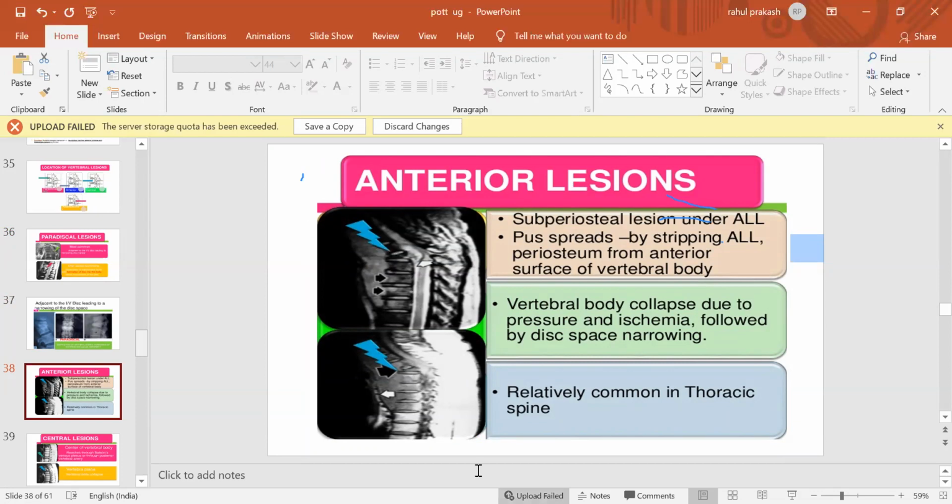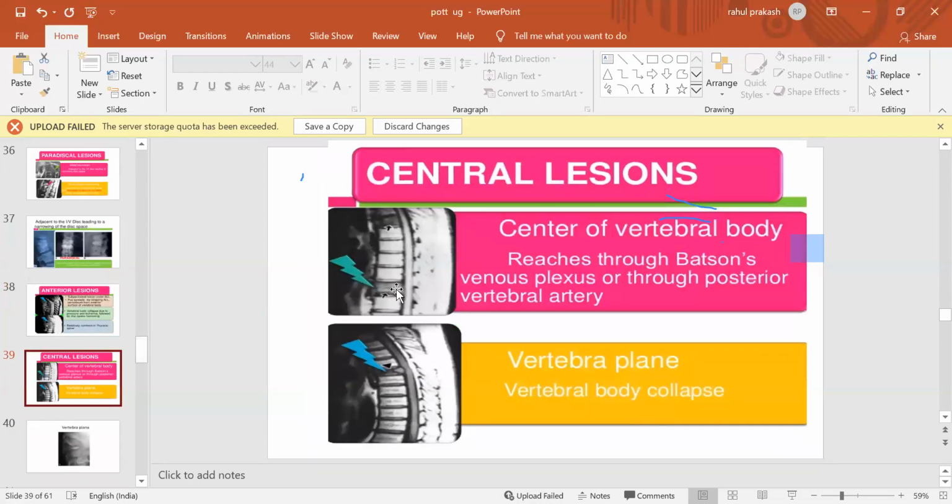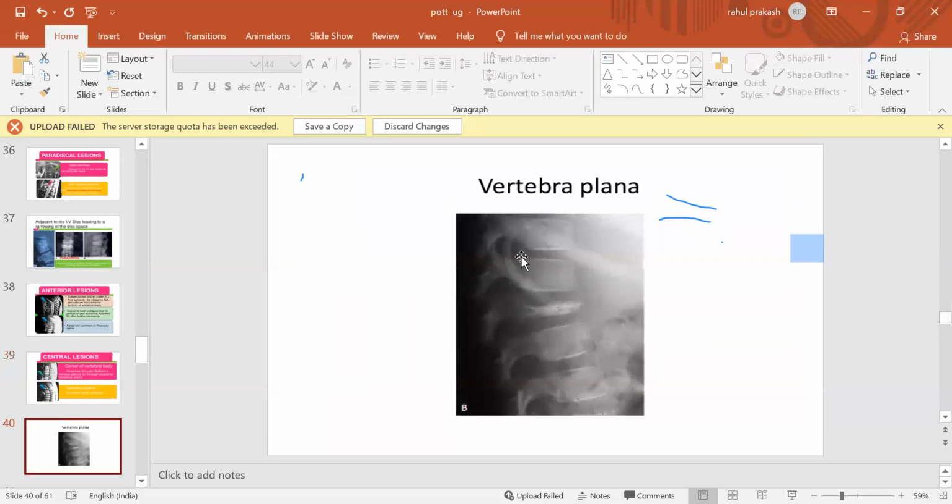So ALL and all that will be infected. There is nothing more in this. Now central lesion means it will be in the center of the vertebra. Because it is in the center of the vertebra, the vertebra starts to collapse and becomes what is known as vertebra plana. Plana means plane. The vertebra gets compressed so much that it becomes plane. So see this picture. These are all vertebrae. See how plane it has become.